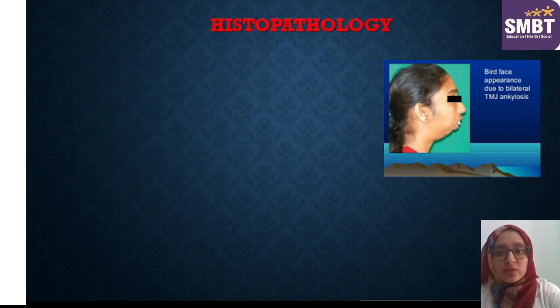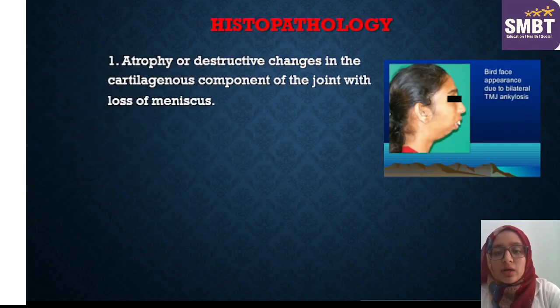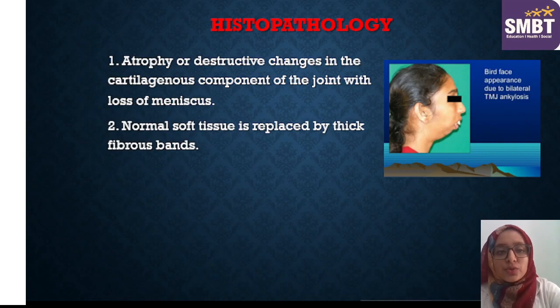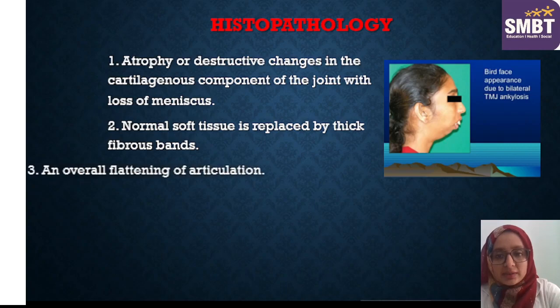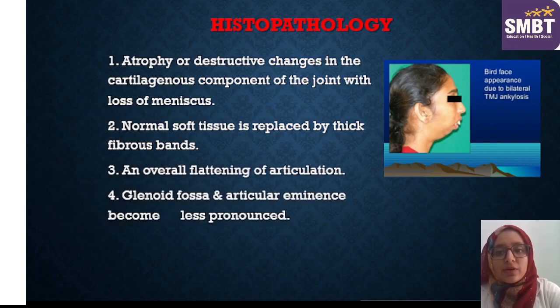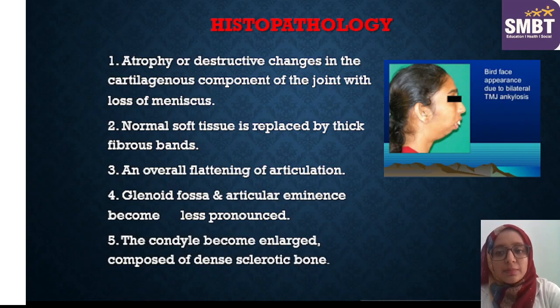Now we'll see histopathology of ankylosis. Atrophy or destructive changes in the cartilaginous component of the joint with loss of meniscus. We have seen what the meniscus is and what the anatomy of the TMJ looks like, so you can correlate it. Normal soft tissue is replaced by thick fibrous bands and overall flattening of the articulation. Glenoid fossa and articular eminence become less prominent, right? The condyle becomes enlarged, composed of dense sclerotic bone.